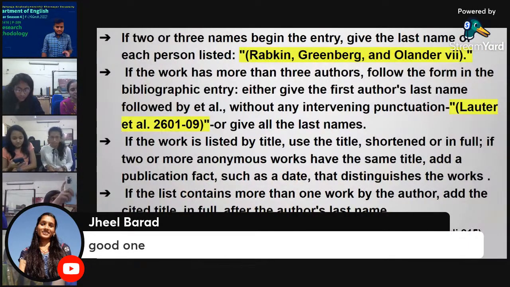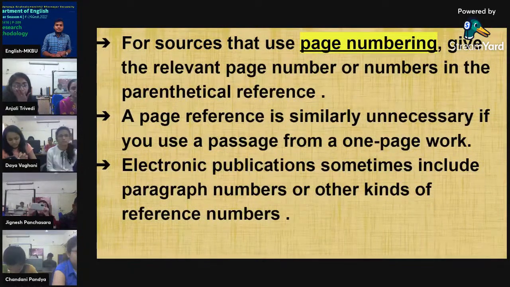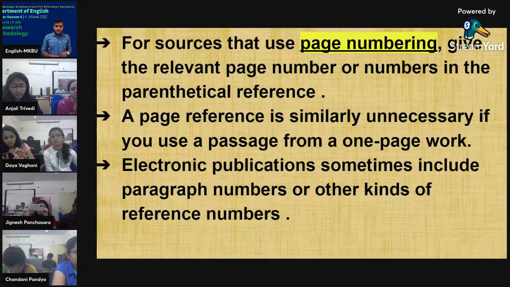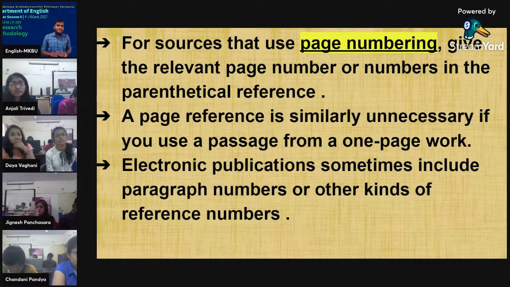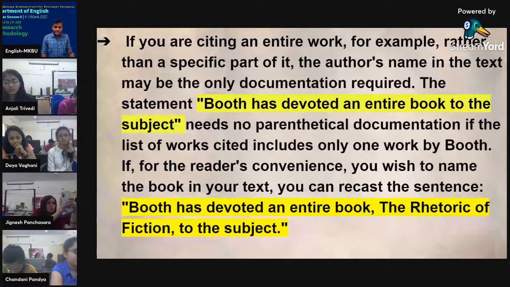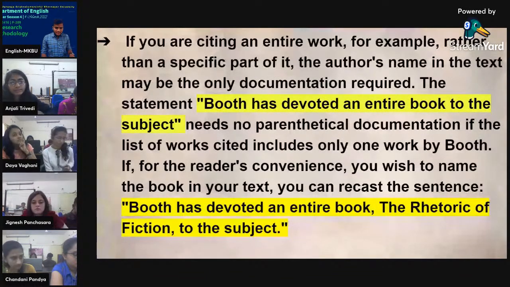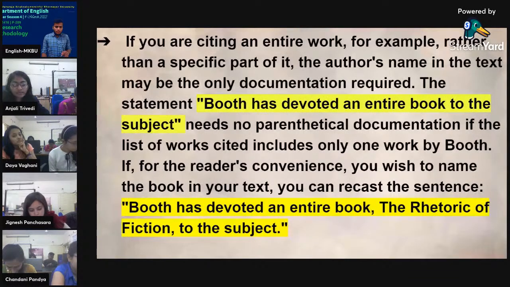And here are some examples of how to cite if two or three names of the writer are given. Then we can see that page numbers are most important while doing citation. And if we are citing from one material, then it is unnecessary to write a page number. Here is the example that if you are citing an entire work rather than a specific part of it, the author's name in the text may be the only documentation required. And here is the example of Booth, that Booth has devoted an entire book to the subject.